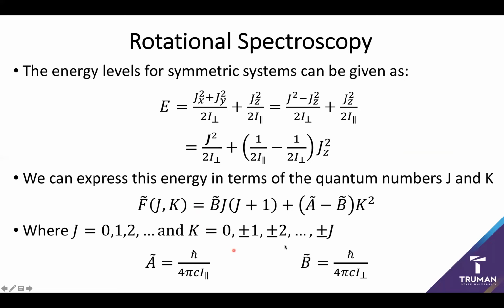It has possible values from negative J to positive J. So this helps indicate that K is giving us a certain extent of how much of the movement is happening in this parallel direction, and it can occur in a negative direction or in a positive direction. So we get this directionality in this K term.